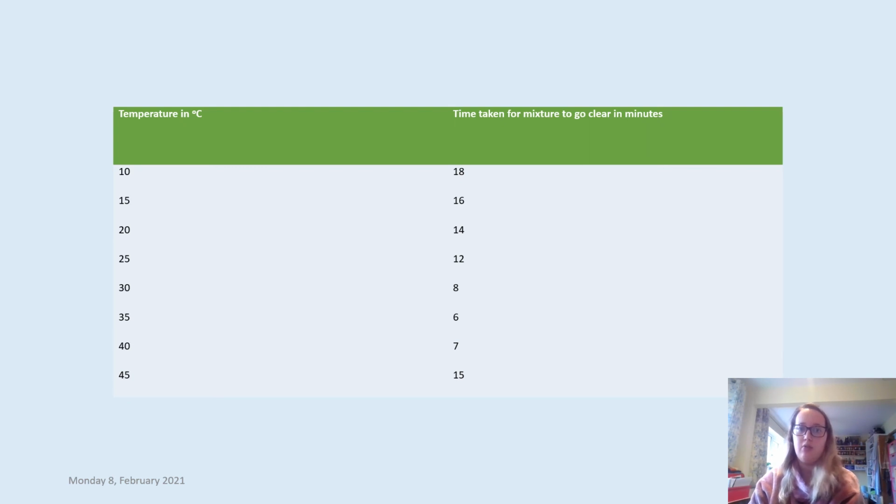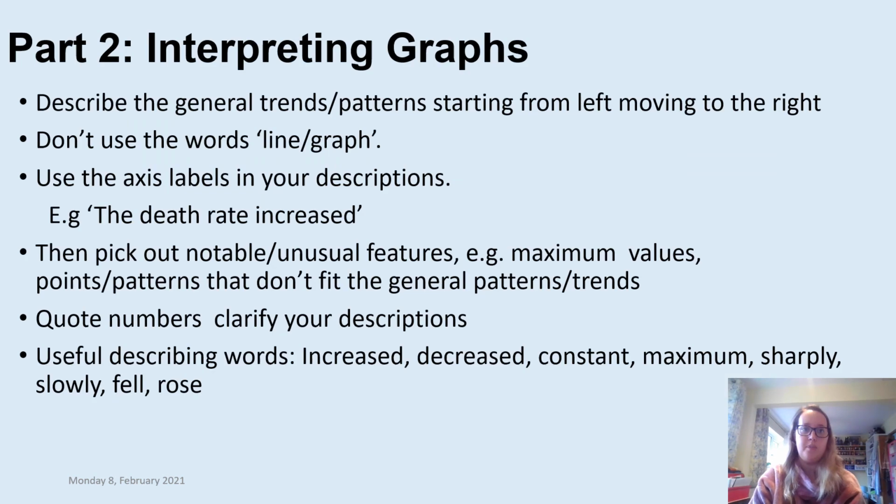You'll have access to this anyway, because I'm going to put the slides on OneNote, which you should all know how to access now because I've put plenty of instructions up. And you can also pause the video here and jot down the numbers. So you've got temperature in degrees Celsius, goes from 10 through to 45, and then time taken for mixture to go clear, and you can see that there is a clear trend going down, and then it rises again after 40. So think about why that is, thinking about enzyme properties and temperature.